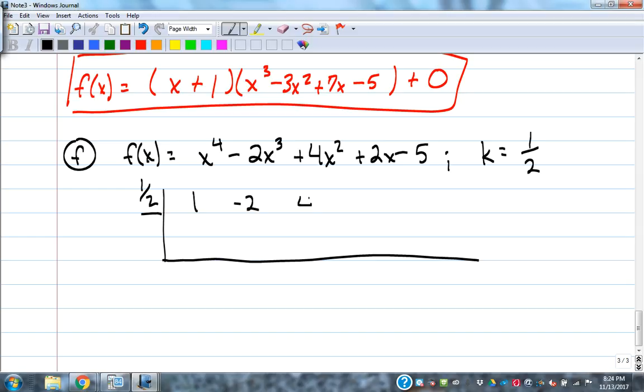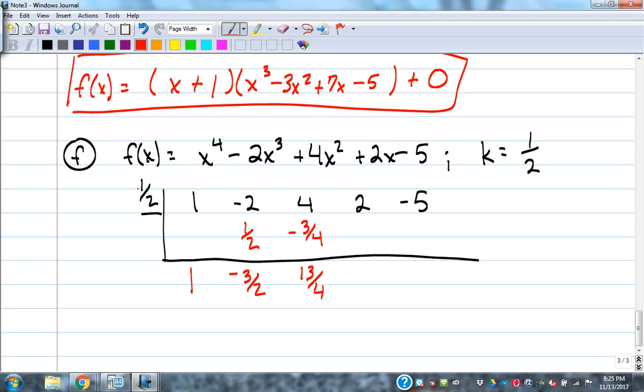1, -2, 4, 2, -5. Synthetic division works the same way, though. You're going to drop the first term down and multiply. And then you're just going to add. So -2 plus 1/2 would be -3/2. And then multiply. -3/4. And then 4 plus -3/4 would be 3 1/4, which would be 13/4. And you can use a calculator to help you with these numbers here.